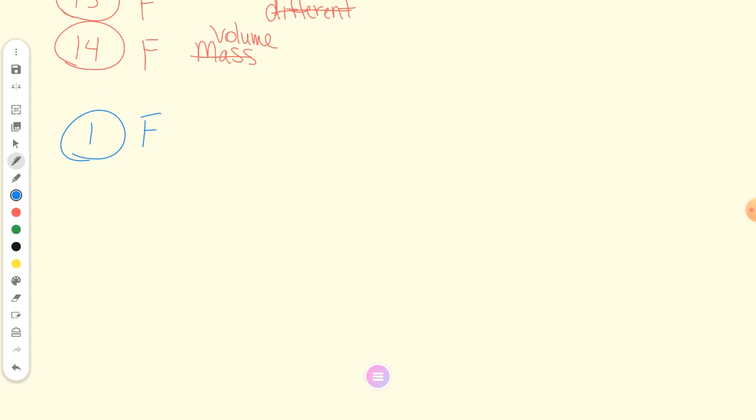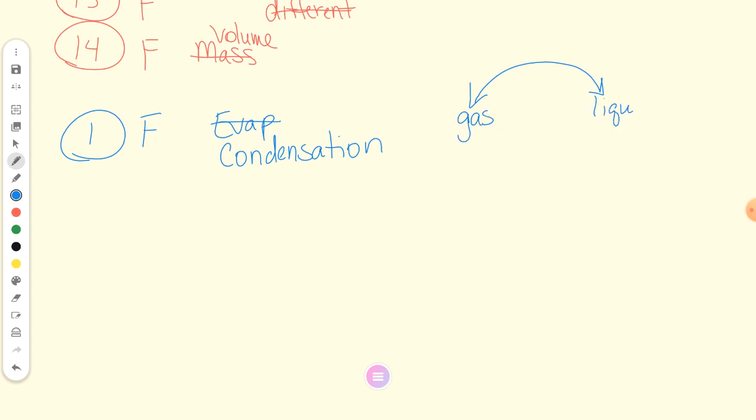Not carbonation, that's in soda. Starts with a C. Fisher? Condensation. So you could have marked out evaporation and wrote condensation. Or you could have flip-flopped. Some people drew an arrow over gas and liquid. If you would have flip-flopped the words gas and liquid, that would have made it true.